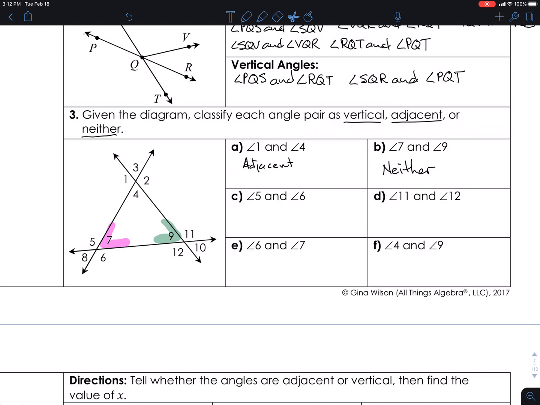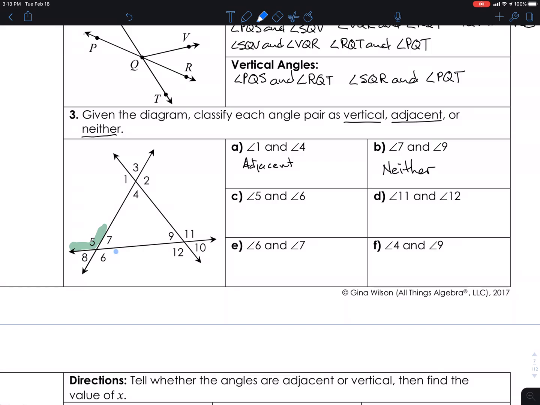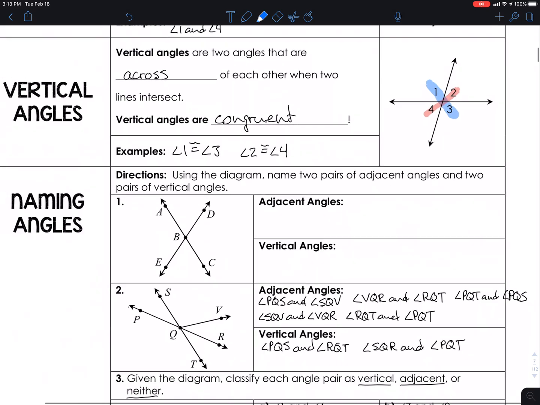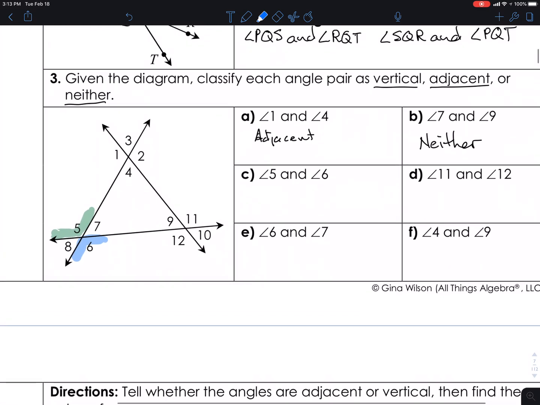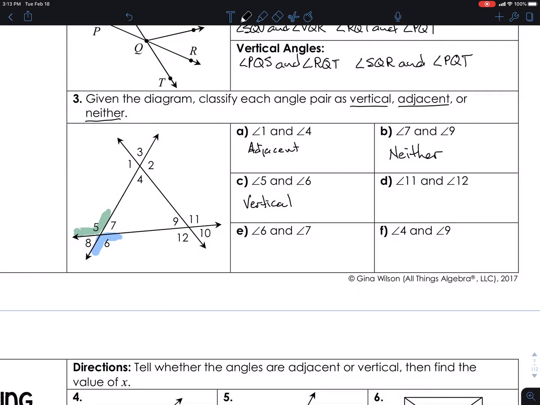Now I'm going to look at C. So I'm going to do A, B, and C. You're going to do D, E, and F. So C. Angle 5 and angle 6. Well, let's find angle 5 and angle 6. Okay, that one's pretty simple. If I look up here, that looks like they're opposite each other, right? So those are going to be vertical angles. Okay, so do D, E, and F on your own.